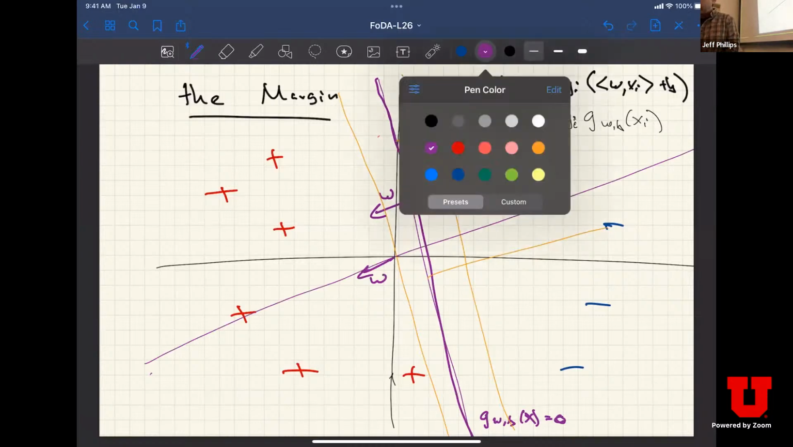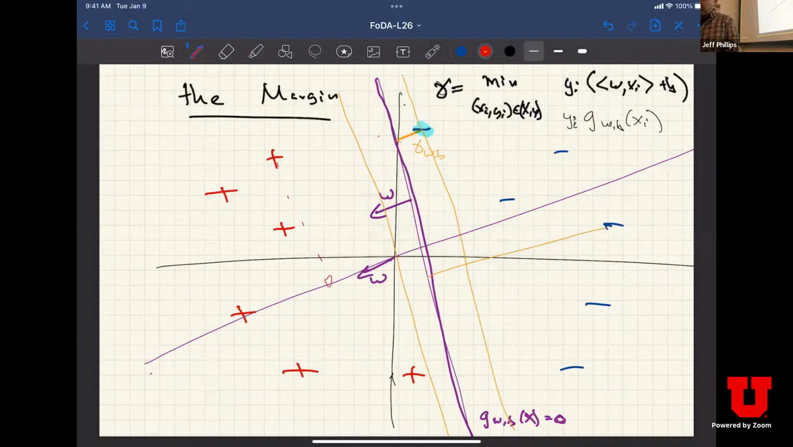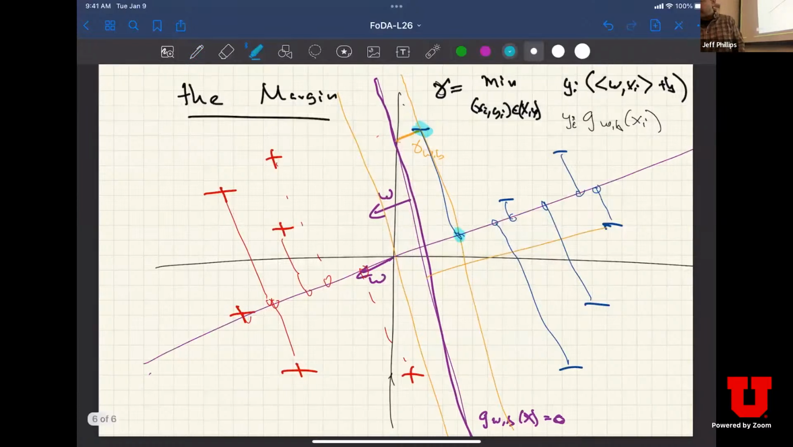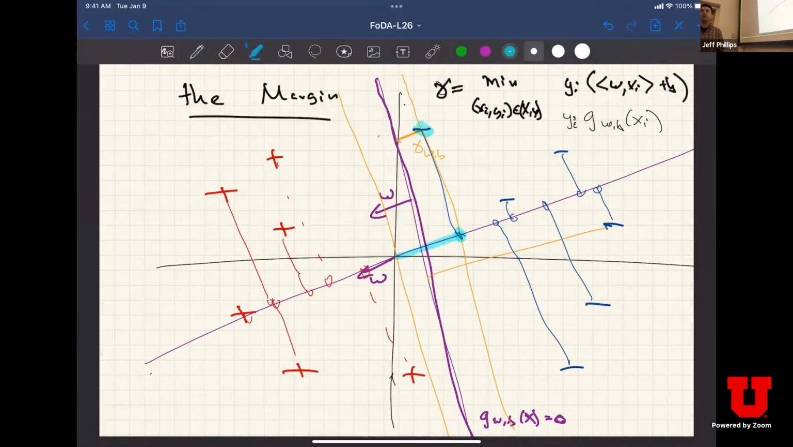Now I could think of projecting all these points onto here, and the same with the blue points, right? The one that defines the margin is going to be exactly right where that orange line is going through. So this is a good way of thinking about it. I project them all onto here, and this one point is mapped onto here, and this defines the length of the margin. So you could think of it this way, but I'm just measuring the distance.